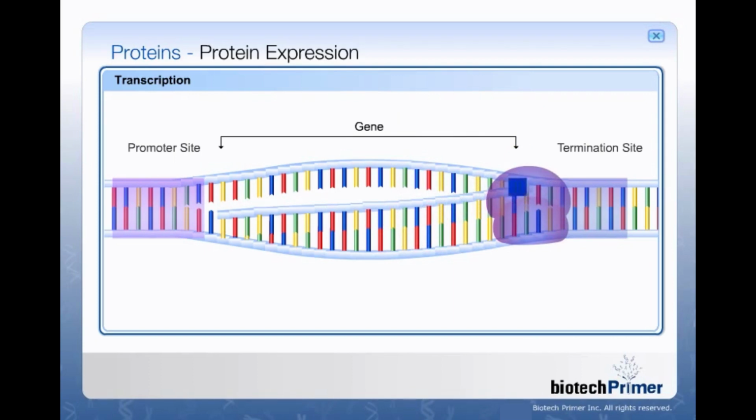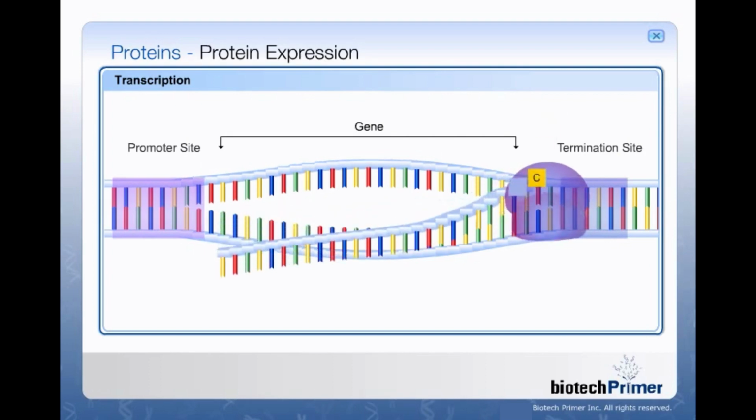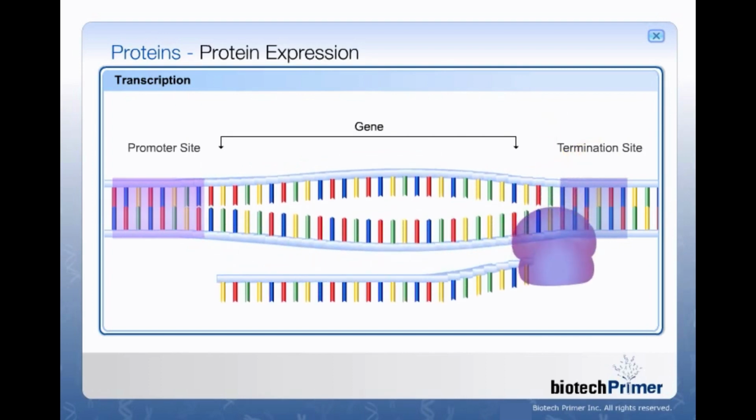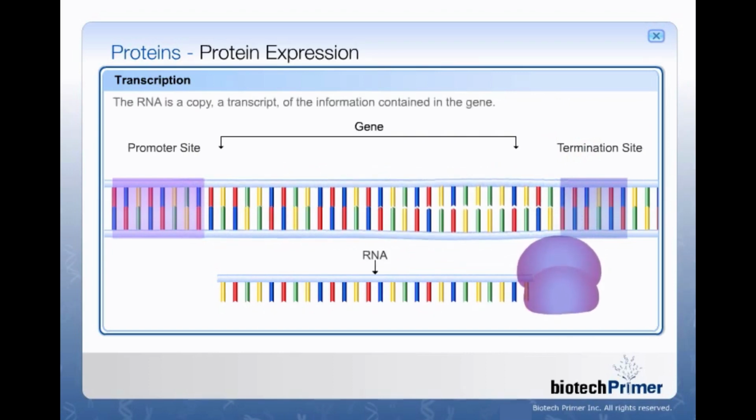When the RNA polymerase reaches the termination site, the separated DNA strands bind to reform the double helix, and the new RNA molecule moves away. This RNA is a copy, a transcript, of the information contained in the gene.